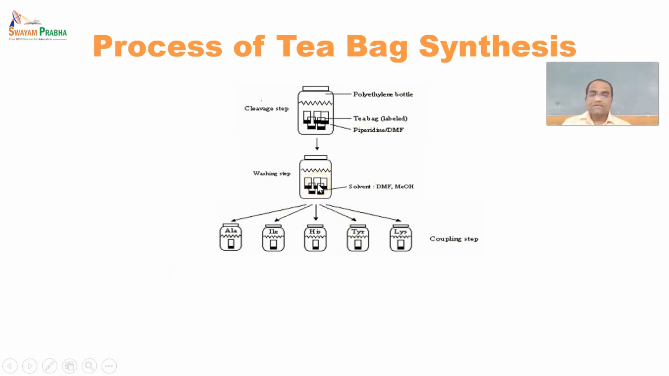Once it is ready after cleavage, it has been activated, and now you can see solutions of different amino acids are introduced. As these bags are labeled, we know what kind of linkers they have and what kind of peptides they will form. So this is already known by a medicinal chemist. Here some amino acids such as alanine, isoleucine, histidine, tyrosine and lysine are kept for coupling, and this step is said to be the coupling step.